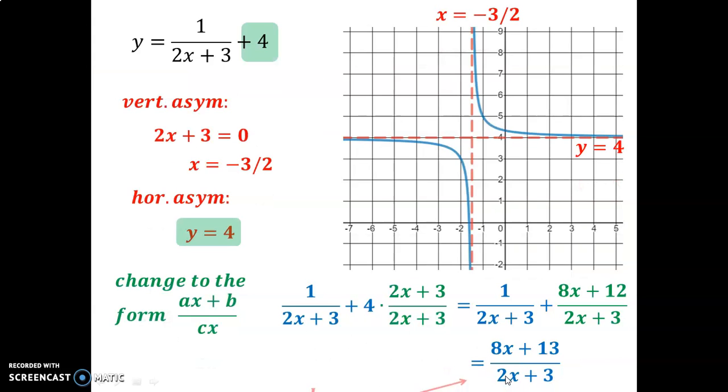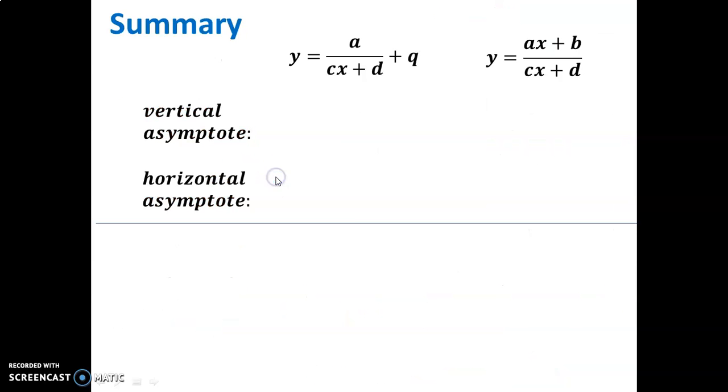Okay, let's pause there one more time just so you soak that idea in. To get our horizontal asymptote, we divide the two coefficients of x when we have a single fraction like that. And our vertical asymptote, we just look at the bottom and set it equal to 0. Okay, let's summarize that. When we have a function of this form, our vertical asymptote is just the denominator set equal to 0. So in this case it would be -d over c.